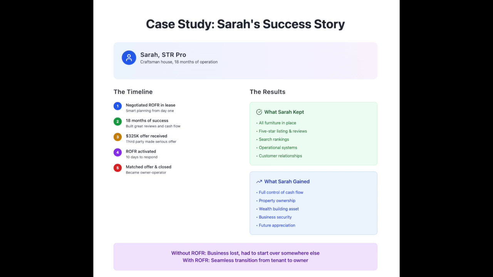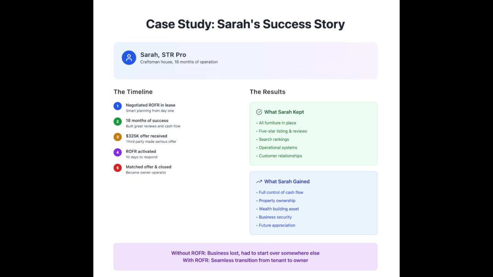Wow. And the source made the point crystal clear. Without that ROFR, when that $325K offer landed, Sarah would have been out. Lease terminated, business gone from that location. Someone else would have likely bought it and benefited from the very business she built. Just thinking about losing all that work, the setup, the reviews, the ranking, that one clause literally saved her business there and turned it into an ownership opportunity. It completely flipped a potentially disastrous situation into a wealth-building one. She gained full control over her cash flow and the asset itself.